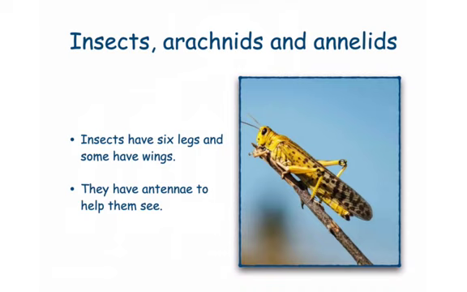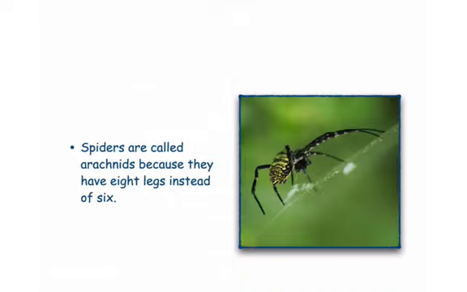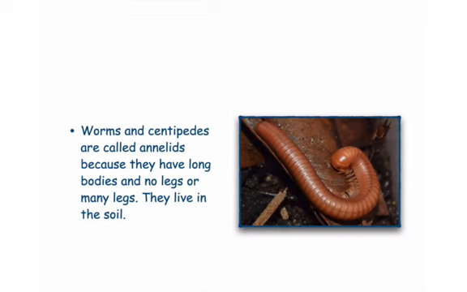Insects, arachnids, and annelids. Insects have 6 legs and some have wings. They have antennae to help them see. Spiders are called arachnids because they have 8 legs instead of 6. Worms and centipedes are called annelids because they have long bodies and no legs or many legs. They live in the soil.